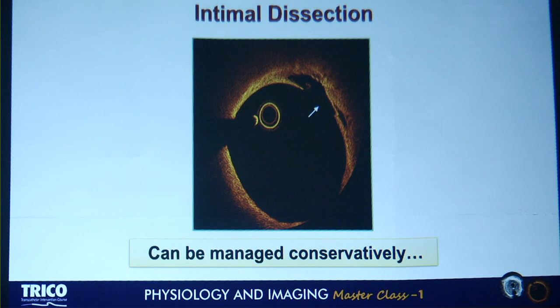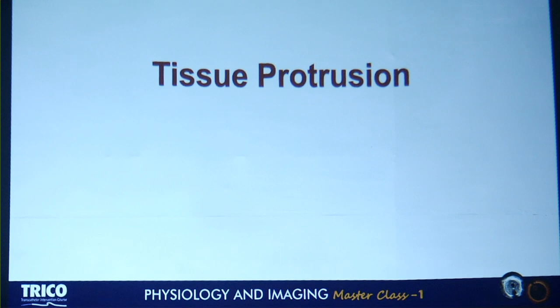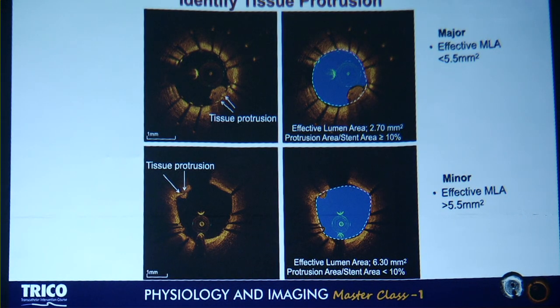This is an intimal dissection, which can be managed conservatively. Tissue protrusion is seen so well with OCT. So what is the importance of seeing tissue protrusion? If you dilate very aggressively, you are bound to see it. But whenever the effective MLA is less than 5.5 and the tissue protrusion area is more than 10% of the lumen, it is major. And if the MLA is more than 5.5 and the protrusion area is less than 10%, it is minor.